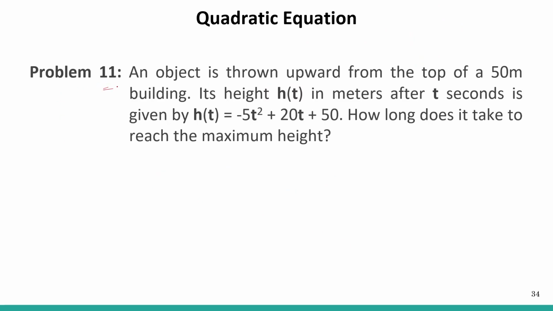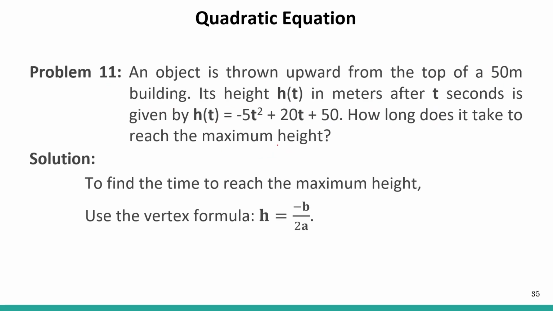Let's see problem number 11. An object is thrown upward from the top of a 50-meter building. Its height h(t) in meters after t seconds is given by h(t) = -5t² + 20t + 50. How long does it take to reach the maximum height?